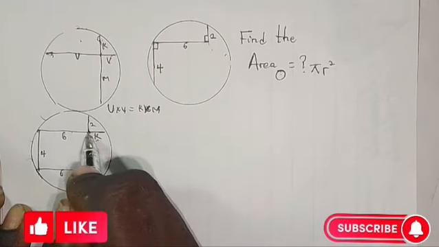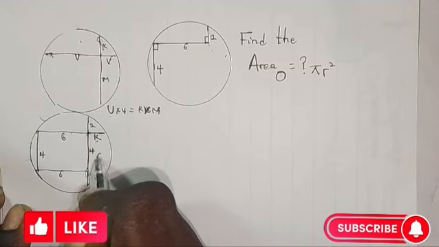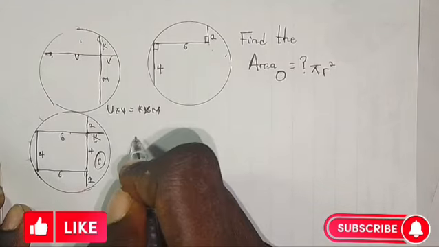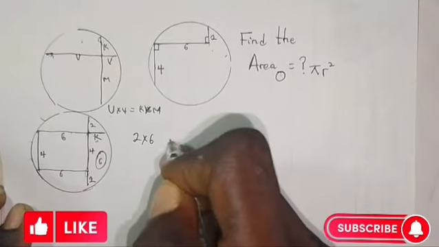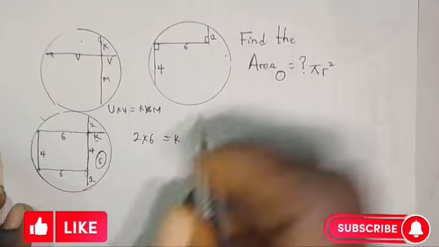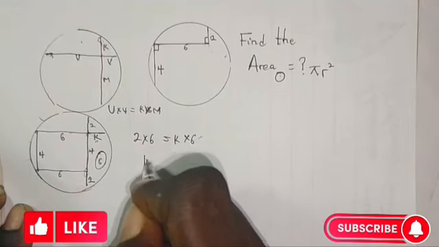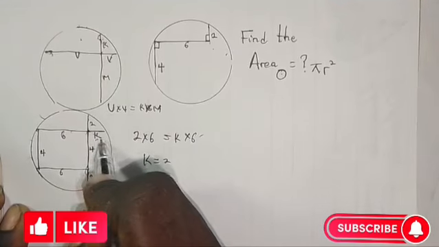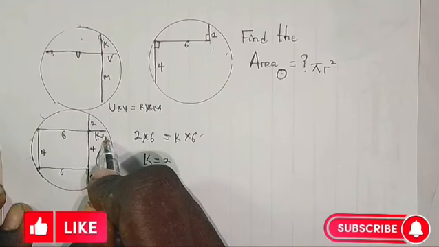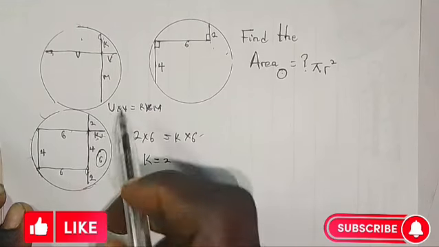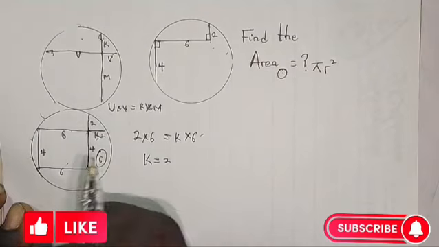Don't forget the addition of this length here is 4 plus 2, which is 6, right? So we have 2 multiplied by 6 is equal to K multiplied by 6 also. Dividing both sides by 6, we have the value of K to be equal to 2, which means that here the value of this is 2.